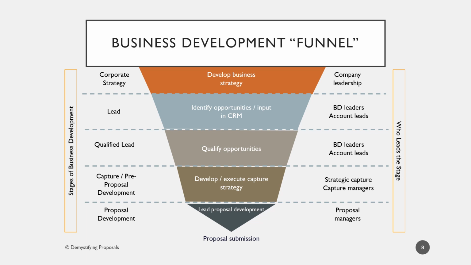Then the next phase is usually lead. This narrows the number of opportunities. And at this point, most of the opportunities are put in a customer relationship management system, or CRM. The BD leaders and the account leads generally are the ones who figure out what those opportunities are and start to develop them. Once they've developed them more fully, they'll develop them as a qualified lead. And qualified opportunities means that they've been through a step review or a gate review. We'll talk about that more later.